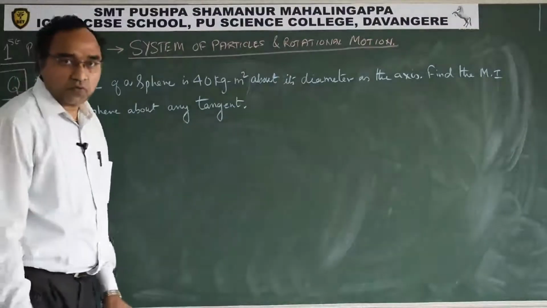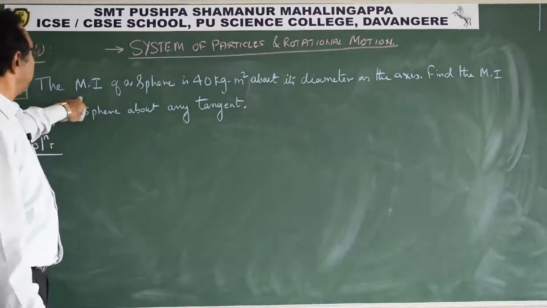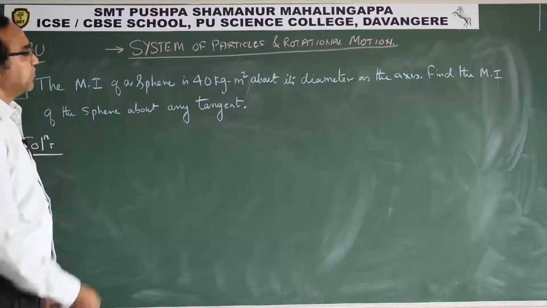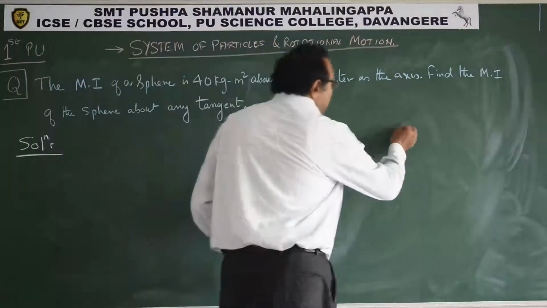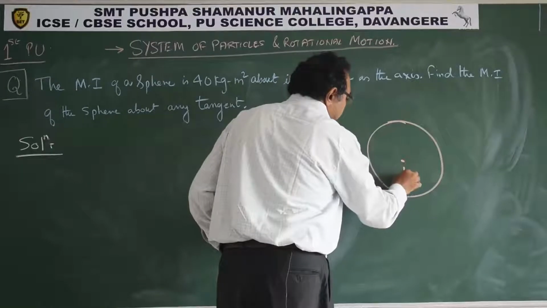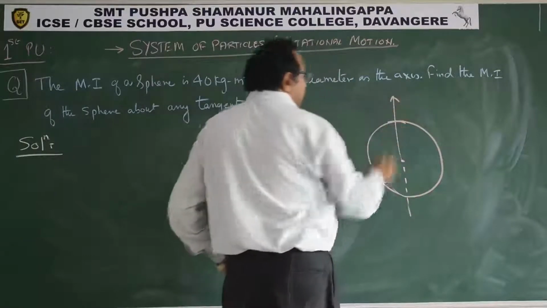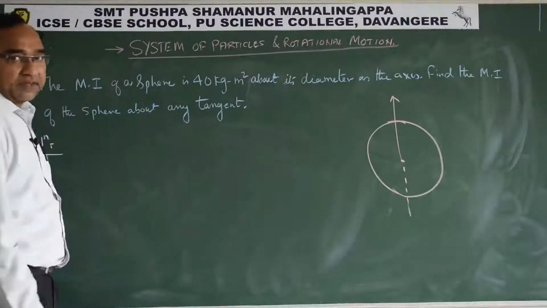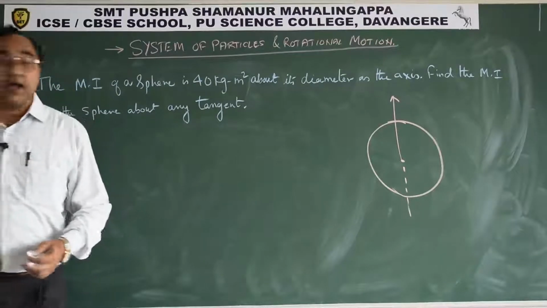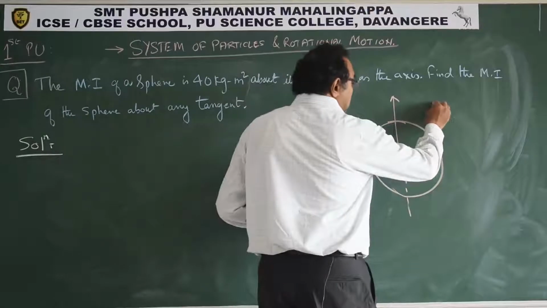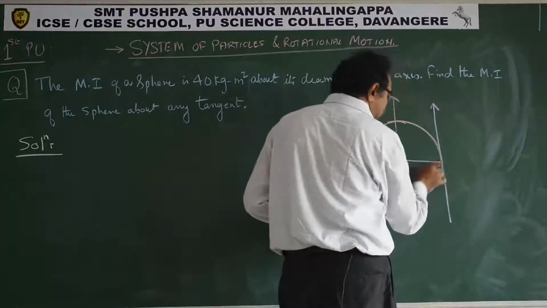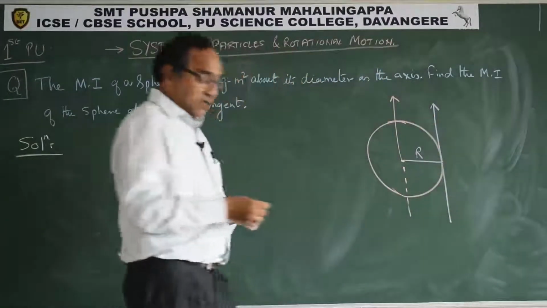Well students, let us take one more question. The question reads like this: the moment of inertia of a sphere is 40 kg meter square about its diameter as the axis. Find the moment of inertia of the sphere about any tangent. So what is asked is about this tangent. What will be this distance? It is radius. Carefully observe.